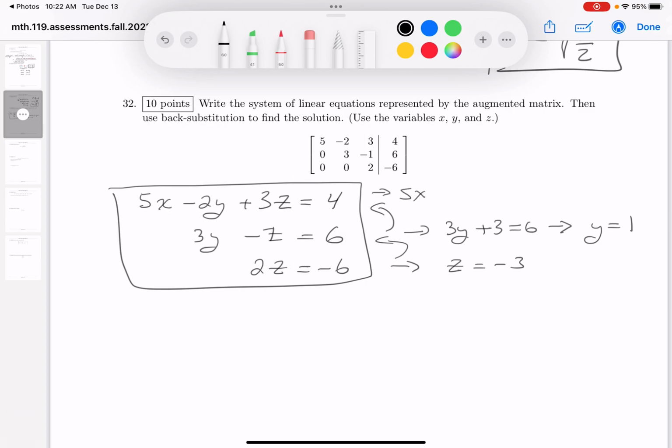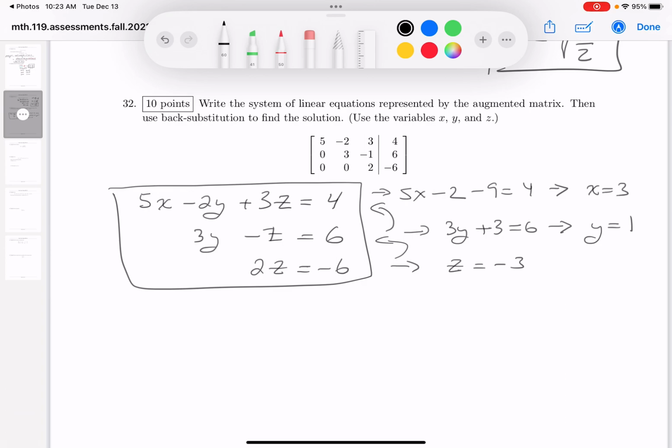Let's see, minus 2y, which would be minus 2, and 3z, which would be minus 9, and that equals 4. Let's see if we can do that. Minus 2 minus 9 is minus 11. Add 11 to both sides, you get 15. X would have to be 3.